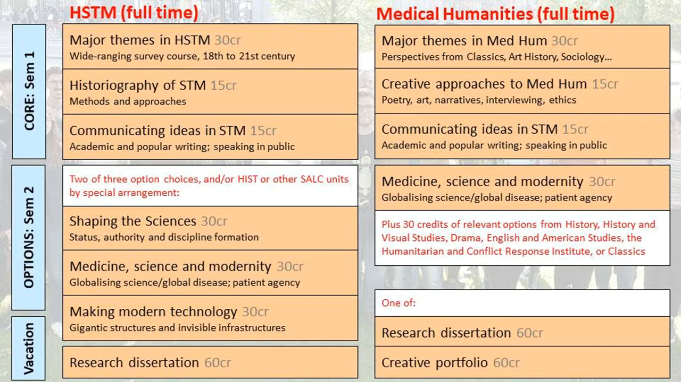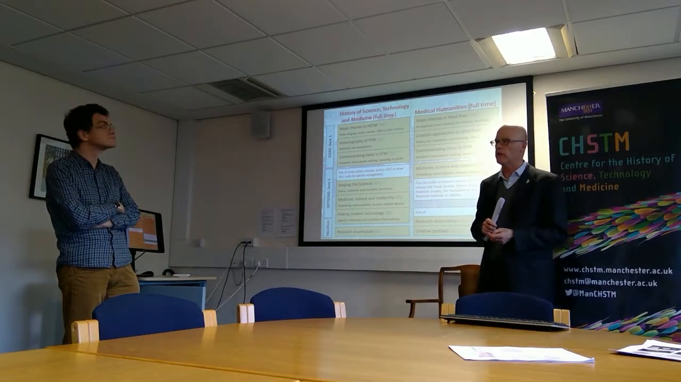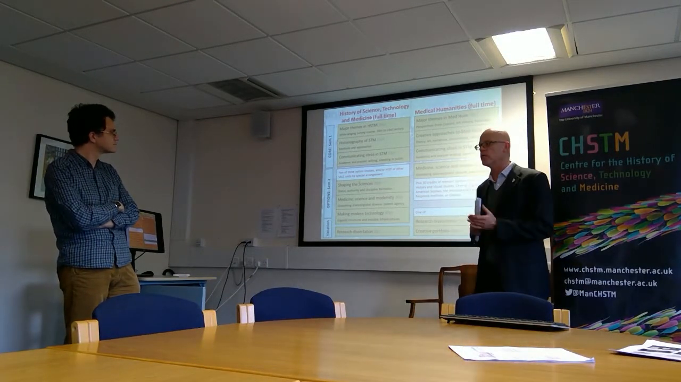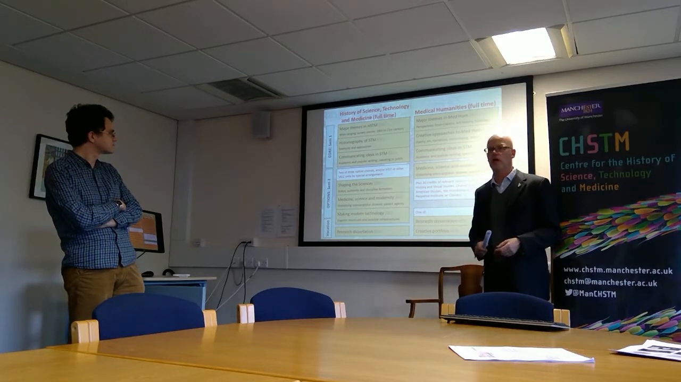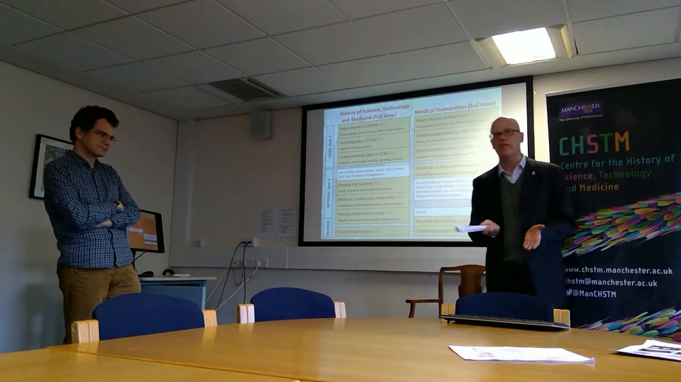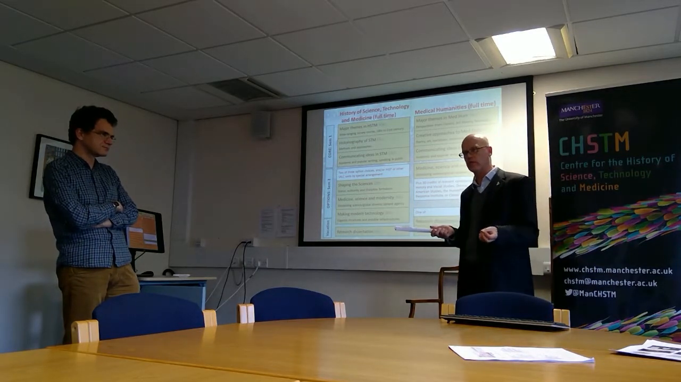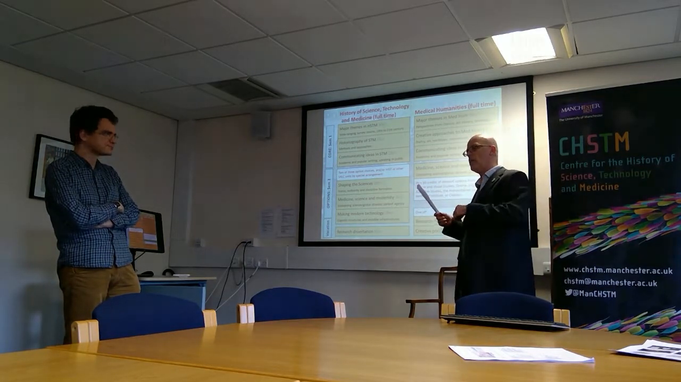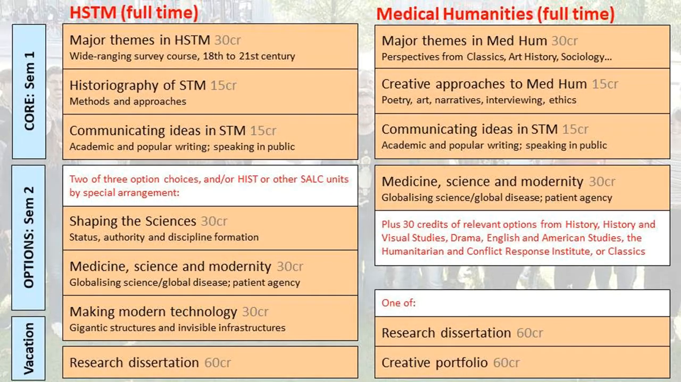Another difference in semester 2 is that while students do the medicine, science, and modernity module, which is also usually taken by most of the history of science, technology, and medicine students, they're encouraged to assemble the remaining 30 credits elsewhere in the university with units that are chosen with a view to their final project.